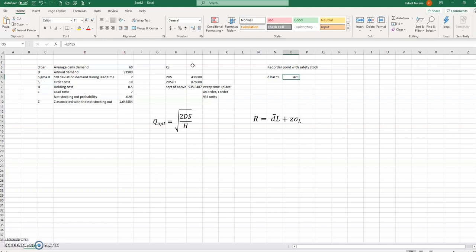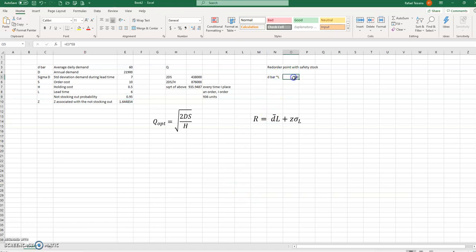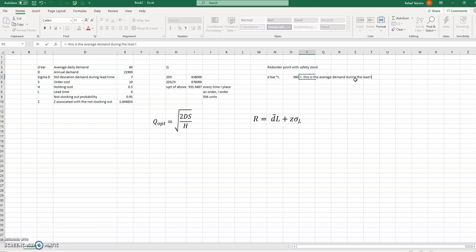Okay. Let's see. Okay, so I did it wrong. So my d bar multiplied by my lead time. That's what it is. D bar multiplied by lead time, and this lead time is 6 and not 7 days. I'm sorry, 6 days. So going back, lead time 6 days. Okay, so my demand during lead time is 360 units. So this is the average demand during the lead time.